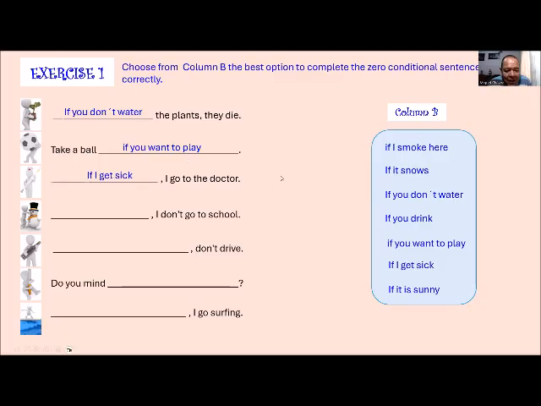Carlos, please help us with the next one. If it snows, I don't go to school. Let's check. If it snows, I don't go to school. Thank you so much, Carlos Emilio. Another volunteer, please, for the next one. Volunteers, please. If you drink, don't drive. Okay, Alan, if you drink, don't drive. Thank you, Alan.